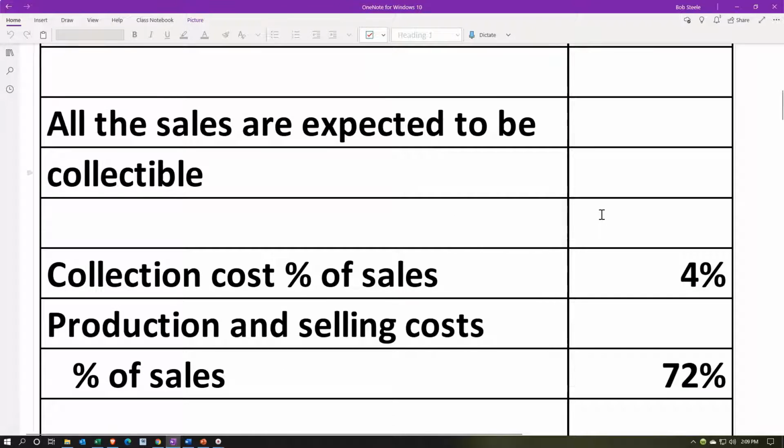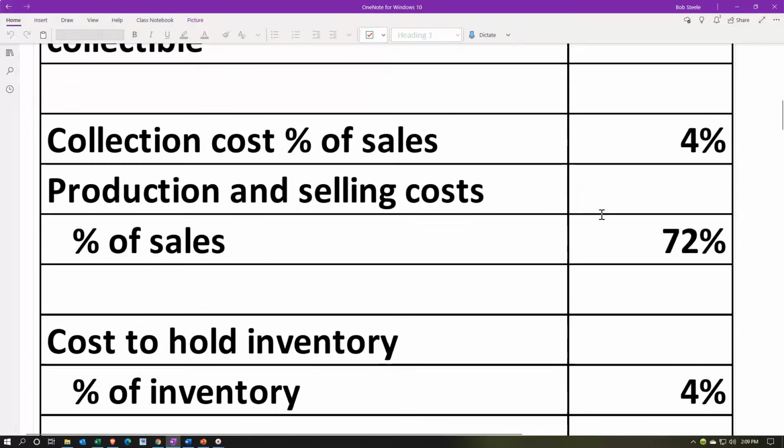Then we have all the sales are expected to be collectible. So we're not going to say that we have the uncollectible portion of the sales at this point in time. We believe these are the sales that we're going to be collecting on, that increase in sales. So the collection costs as a percentage of sales will be 4%. It's going to cost us 4% for the collection. Production and selling costs are 72%, because remember, we're talking about sales increasing, which is the top line.